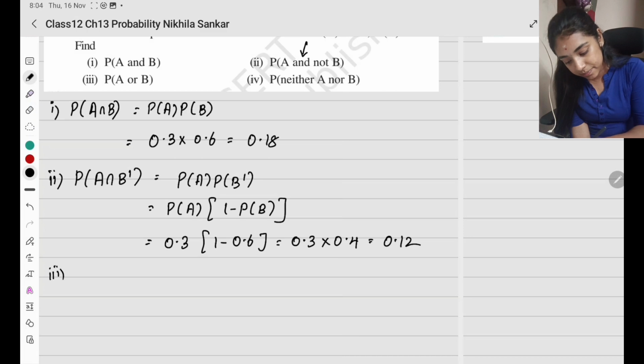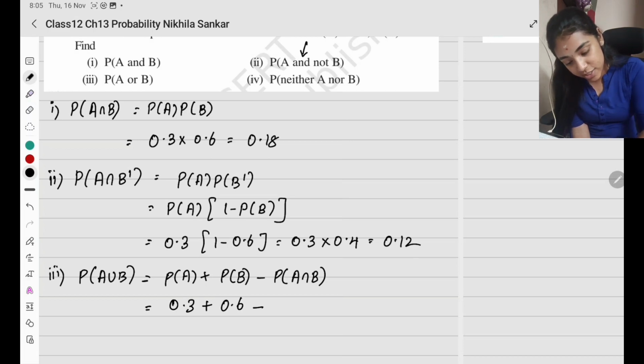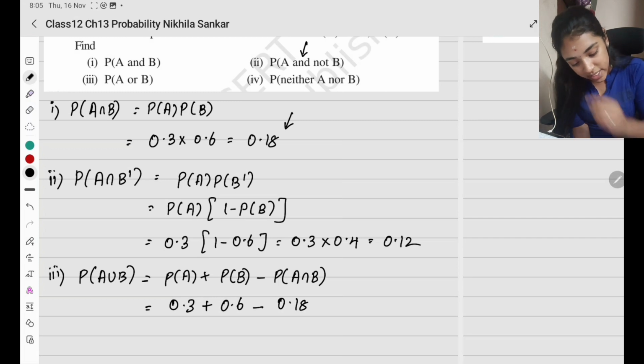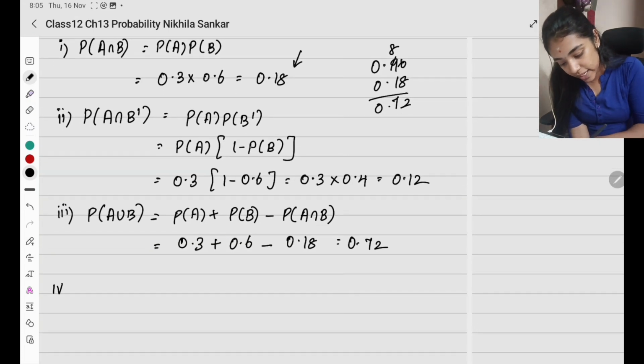Okay. Third, probability of A or B. A union B is going to be, in the formula, probability of A plus probability of B minus probability of A intersection B. So this is 0.3 plus 0.6 minus the intersection we just found, 0.18. What is this going to be? 0.9 minus 0.18, 0.72. Okay. Be very careful with the calculation.